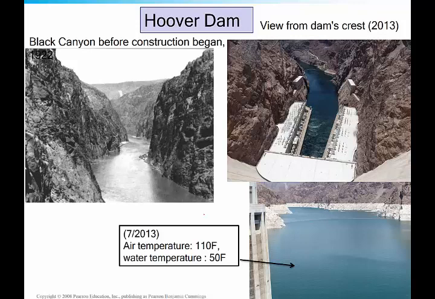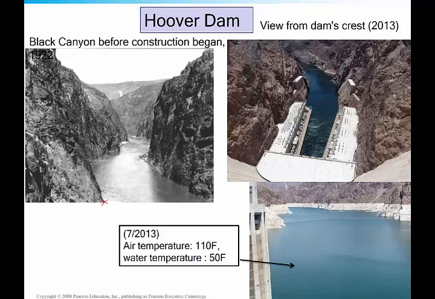So as I mentioned, by the 1930s, people had started to build dams, and one of the most famous ones is the Hoover Dam. And this was built in the 1920s, actually. And you can see to the left here is a picture of Black Canyon, and this is where the Hoover Dam was built. And this is what it looked like before it was built.